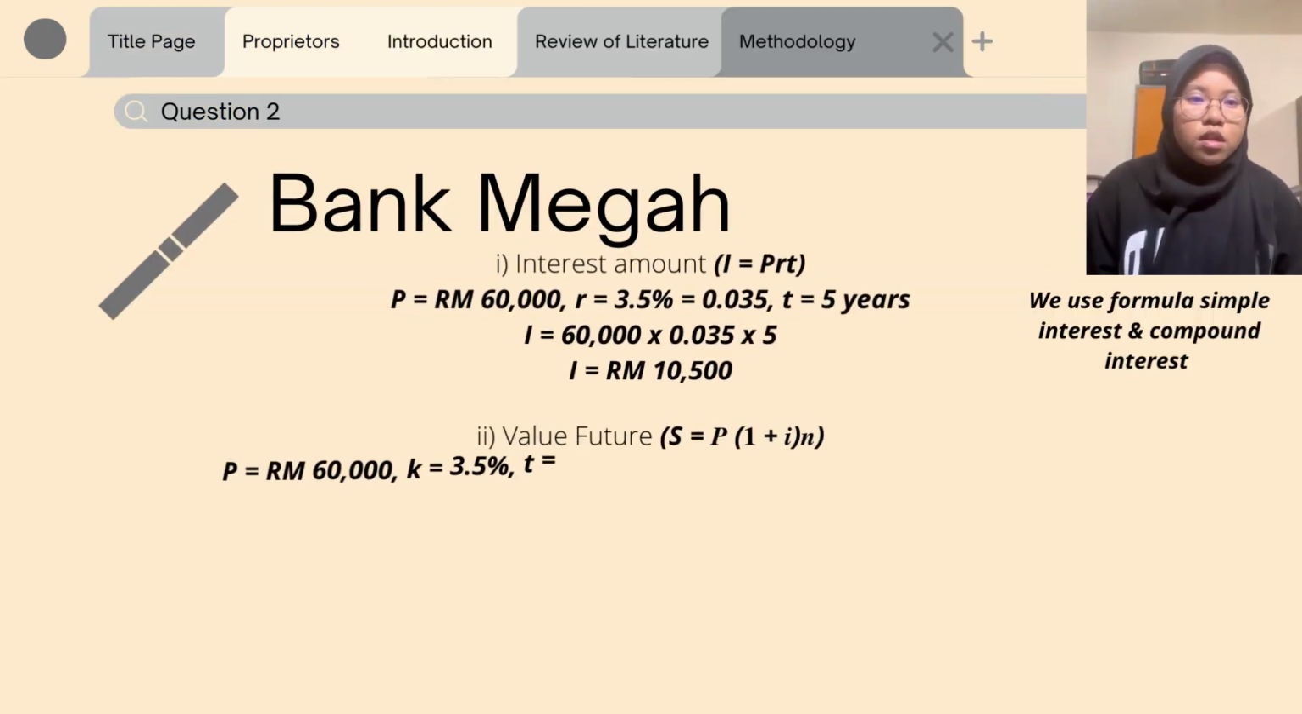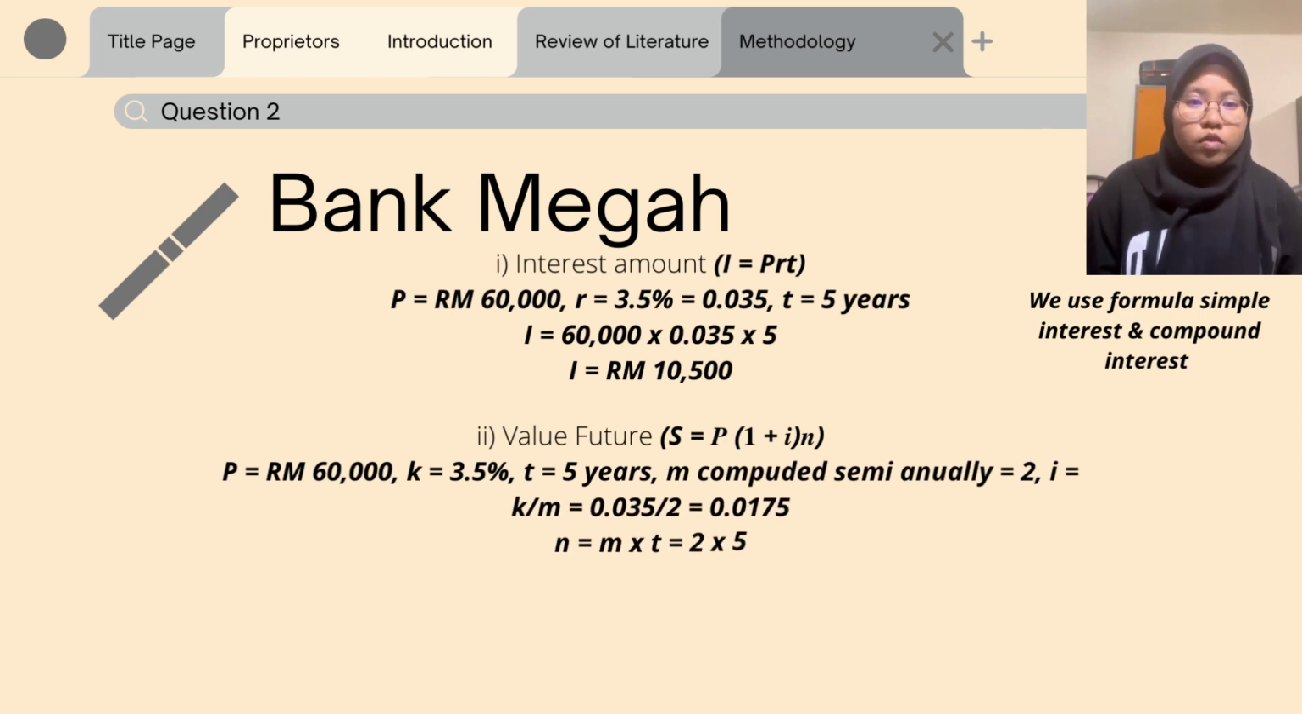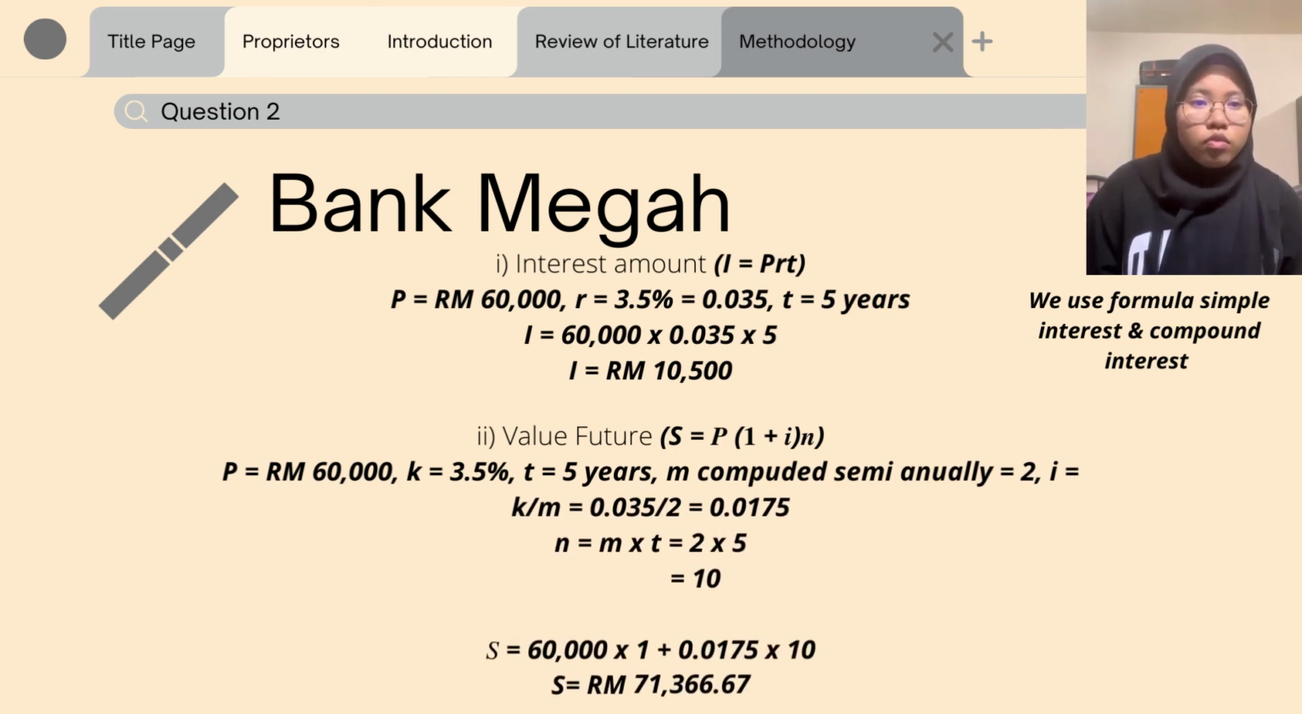How do we calculate the Bank Mega interest amount? We use the formula I equals PRT. So we have I equal to RM 10,500. And for future value, we use the formula S equals P times (1 plus i) to the power N.